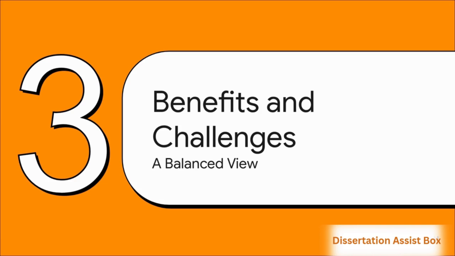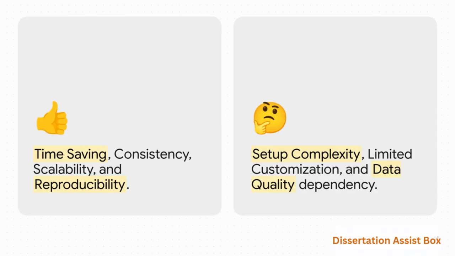Okay, moving on to section 3, benefits and challenges. Look, as amazing as automation is, it's not some magic wand you can wave at all your problems. It's super powerful for sure, but it's really important to get the full picture, the good and the bad, before you dive in headfirst. So let's break it down. The benefits? Oh, they're huge. You're talking about massive time savings, rock-solid consistency, and the ability to easily scale your work. Plus, your analysis becomes totally reproducible, which is a huge deal in science and business.